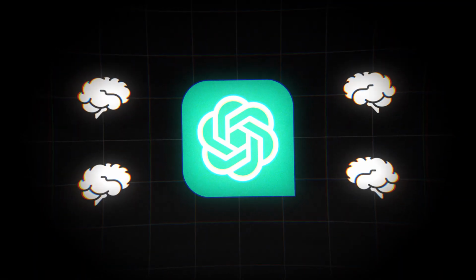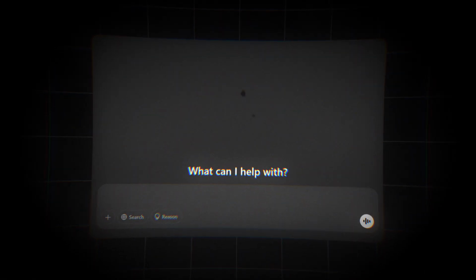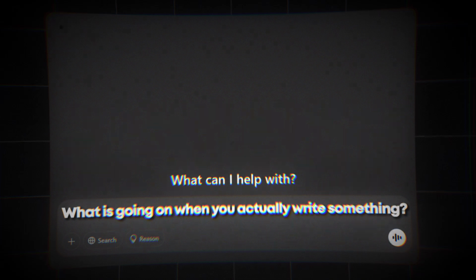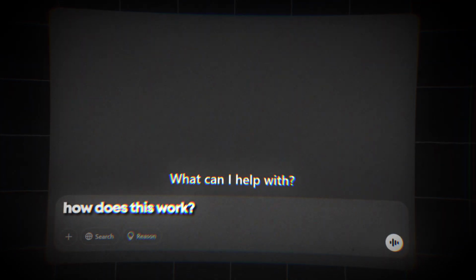Have you ever wondered why ChatGPT knows so much about everything? Or when you're actually typing a question into ChatGPT, what is going on behind the curtains? What is going on when you actually write something? Who are you actually talking to and how does this work?